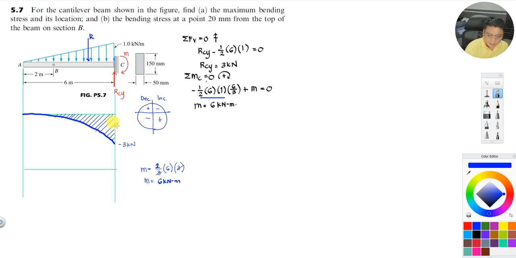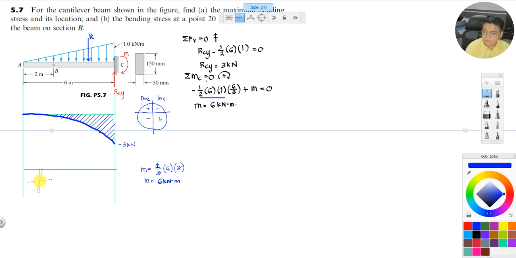Okay? Again, this is increasing. Kaya lang negative yung area. So, again, increasing negative. So, you will be having here this one.